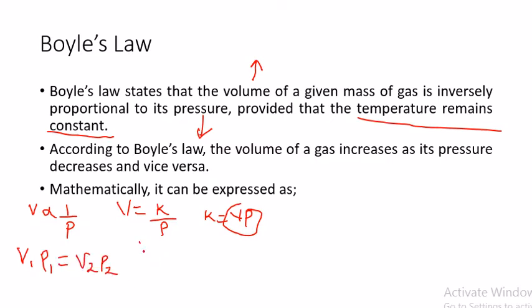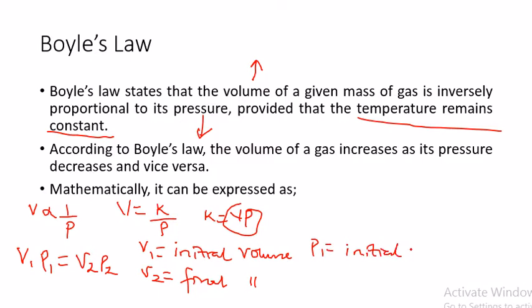What does the V1 represent? It represents the initial volume of the gas. V2 represents the final volume. P1 is the initial pressure, and P2 is the final pressure. So this is the formula we use for Boyle's law.